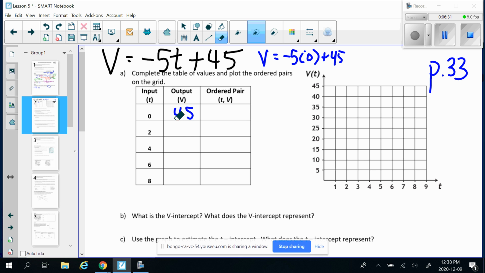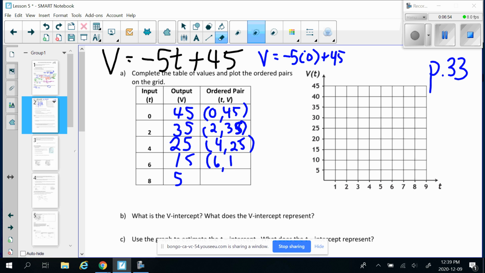Now, to save you some time, I'm pretty sure you guys can figure out how to make a table of values out of an equation. So I did it ahead of time for you guys. Okay. The ordered pairs are going to be 0, 45, and then 2, 35, 4, that's 35, not 38, 25, 6, 15, and 8, 5.